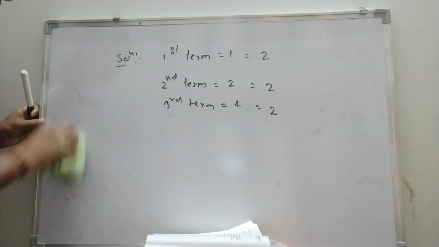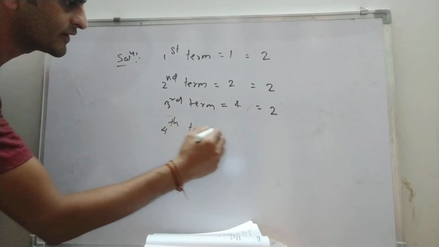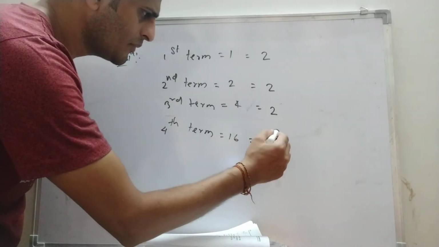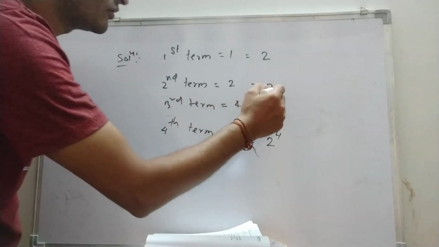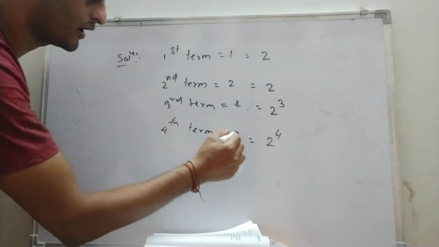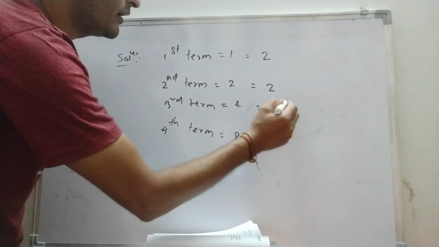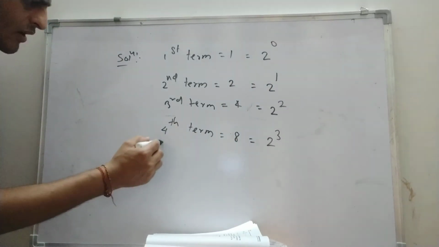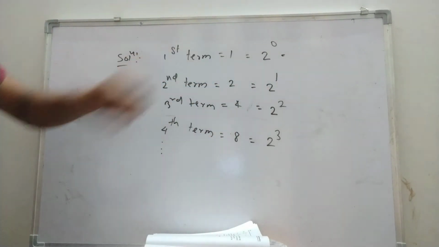16, yes, the fourth term is 16. So the fourth term is 16, which means we can also write it as 2 to the power 4. The third term, 8, we can write as 2 to the power 3. It is 2 square, then it is 2 to the power 1 and it is 2 to the power 0. In the same way, what will you follow? 2 to the power 0 means what?